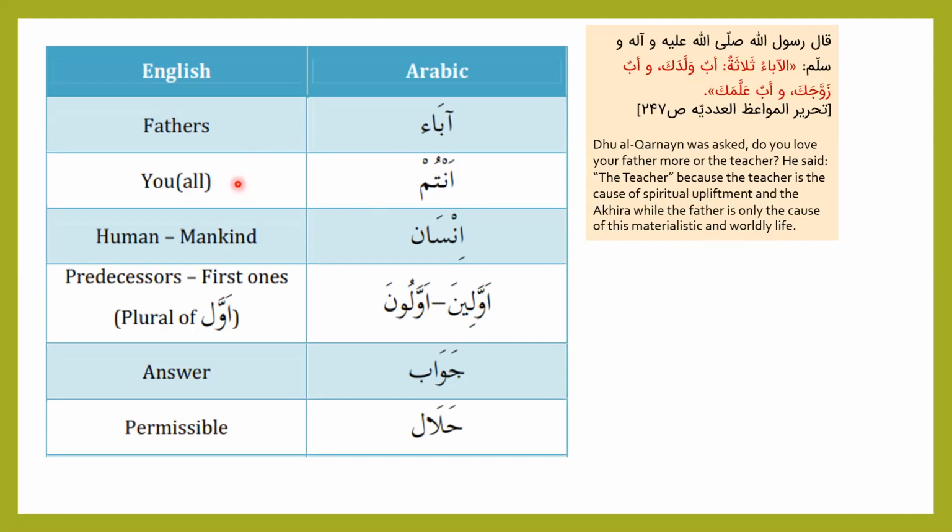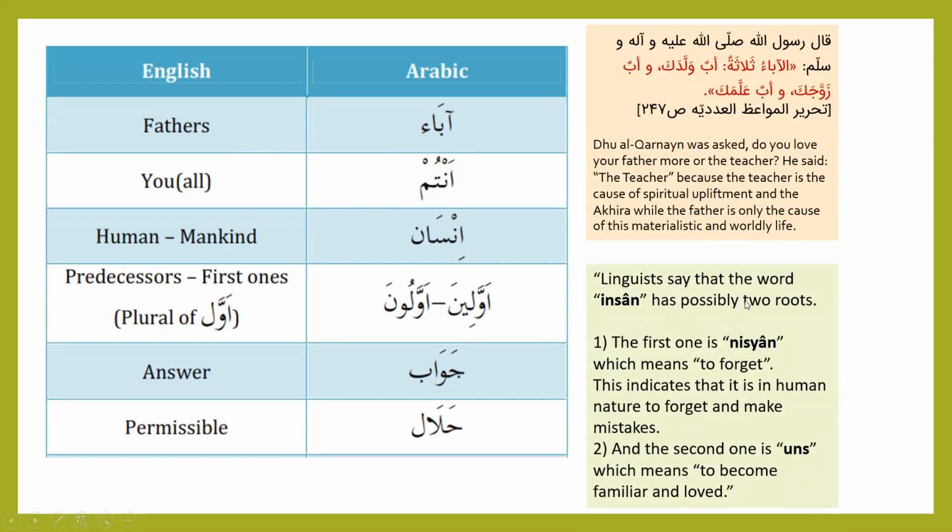Okay, antum is you all. Insan. Okay, the root word of insan can be 2 different things. Linguists say that the root word insan has possibly 2 roots. Number 1 is nisyan. Nisyan means to forget. Why is insan derived from nisyan? Because it indicates that it's in human nature to forget and make mistakes. Insan bhool jata hai very easily. So that's why Bani Adam is called insan, because he forgets very easily.